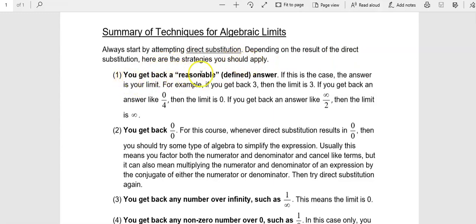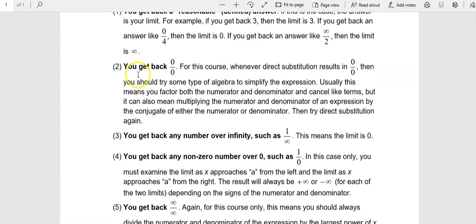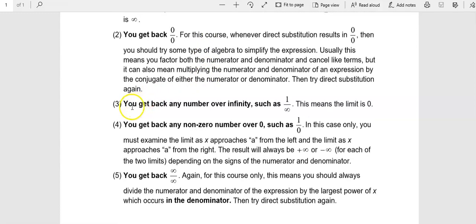Number 1, if you just get back a reasonable answer, that's your limit. That's what you use. If you get back 0 over 0, well, then you have to try some type of algebra, usually factoring and canceling, although it might also involve, in some cases, multiplying numerators and denominators by conjugates. That's quite possible as well. Number 3, now this one is kind of reasonable. If you get back any number over infinity, like 1 over infinity, the limit is 0. That always happens anyway, so there's no working to that one.